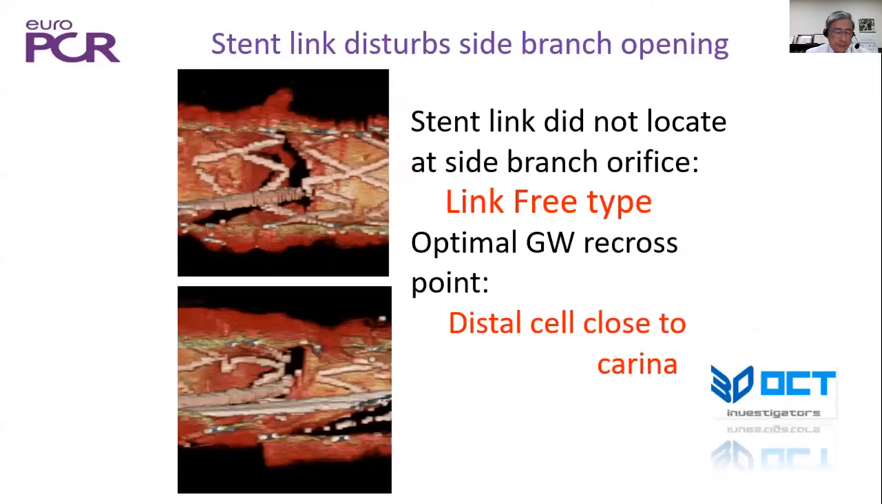Also, we understand stent link disturbs side branch opening. If the stent link is not located at the side branch orifice, we call it link-free type. The optimal guide wire recrossing point is the distal cell close to the carina.